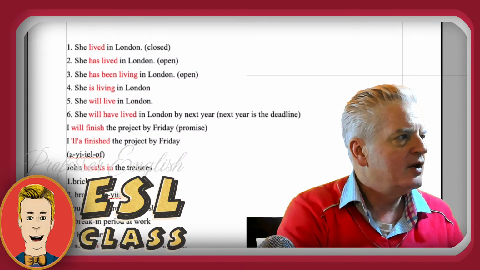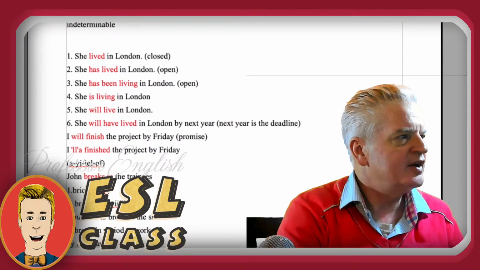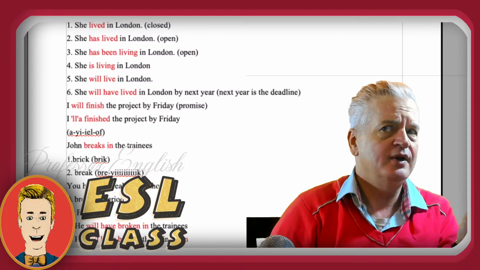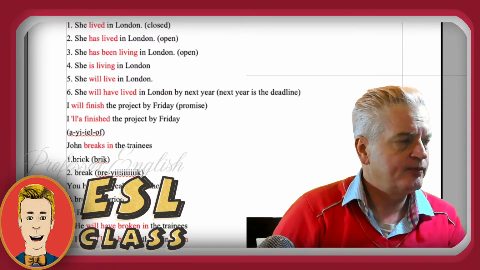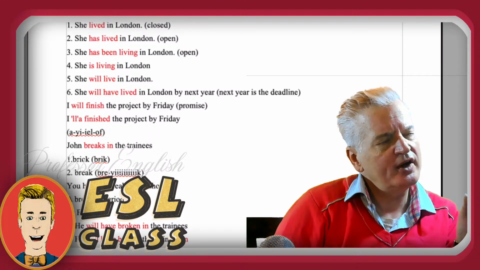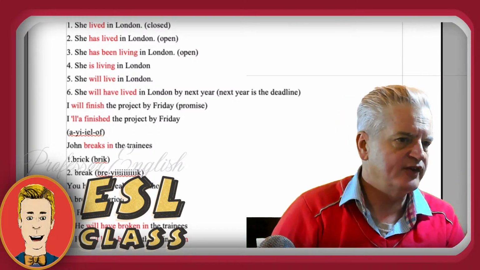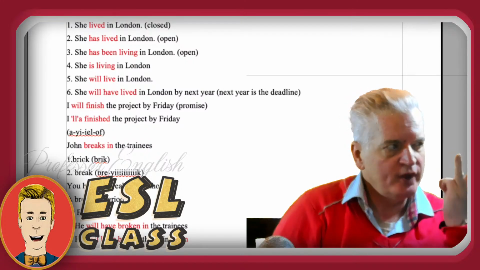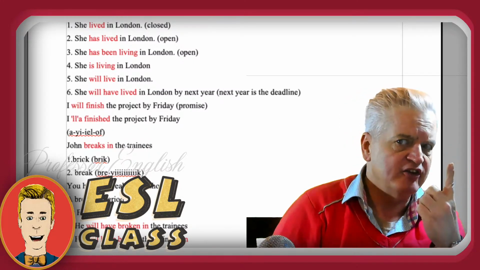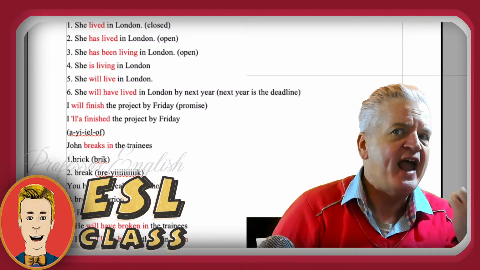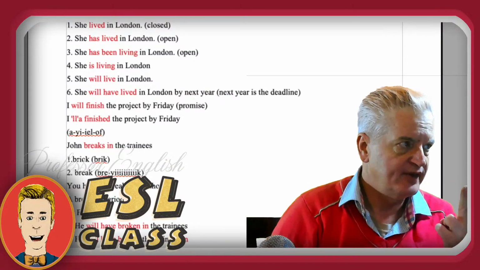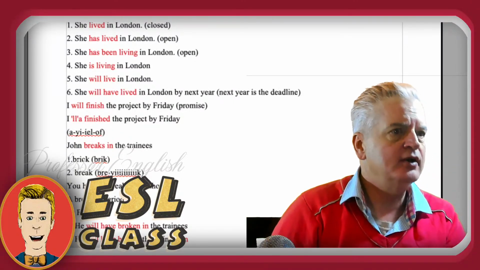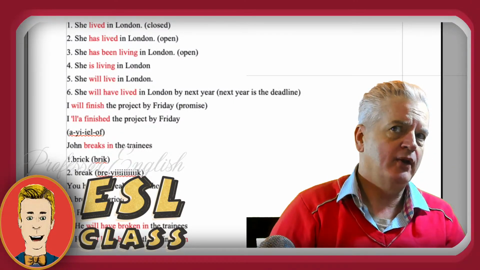Okay. But now, let's look at number 6. This is a combination of the future and the perfect tense. So we know that if we're using present perfect, we have she will have lived in London. So we have 3 elements. We have lived, starting in past; have, open; will, future.